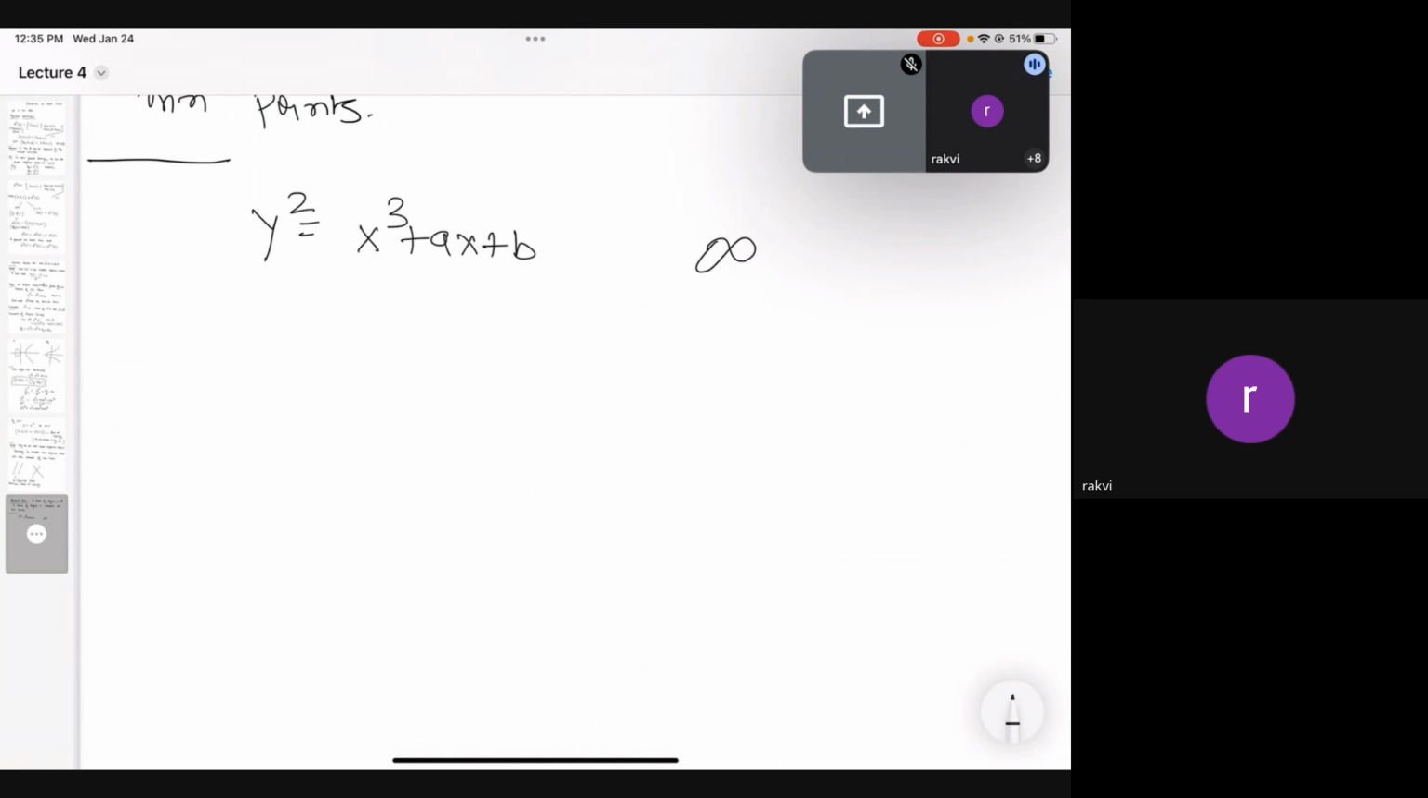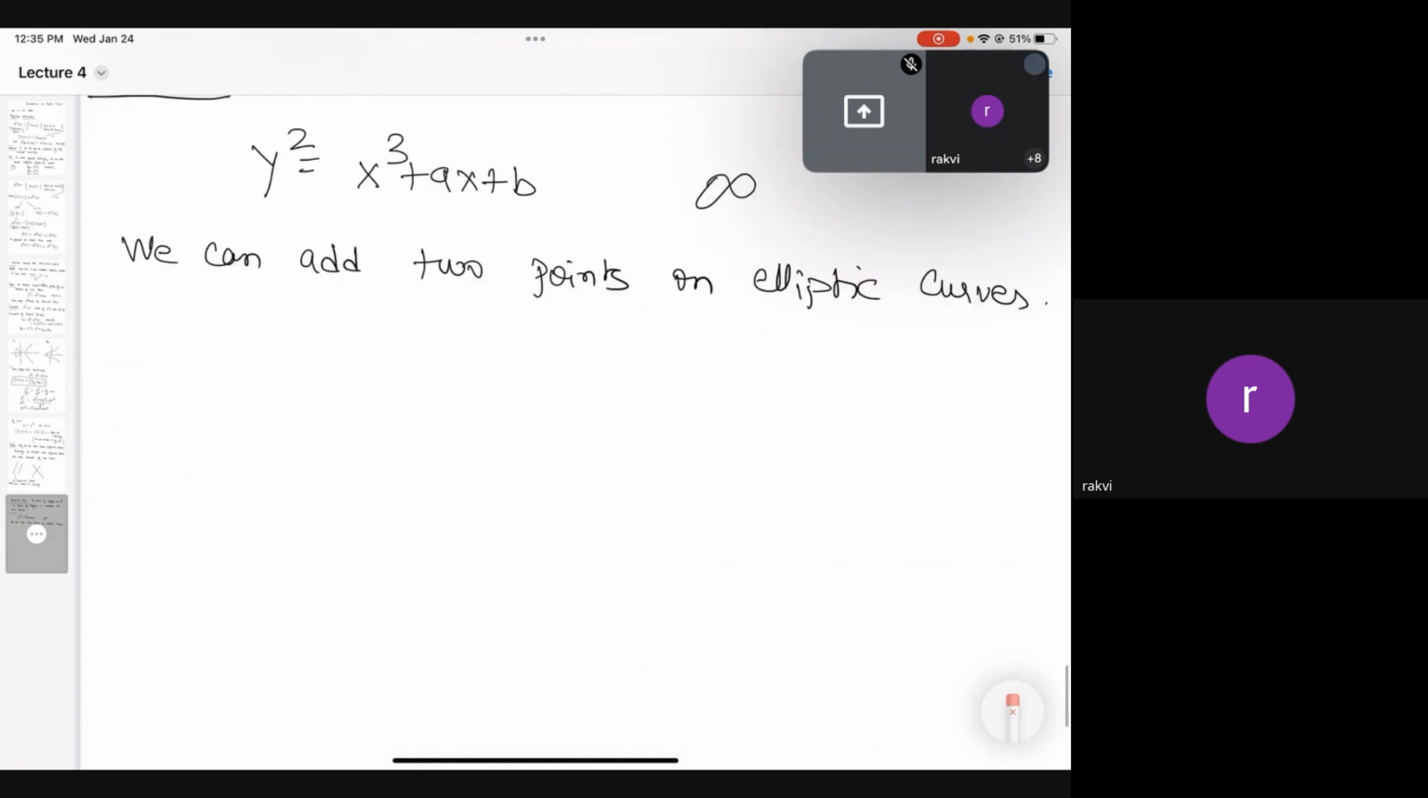Now, what is really remarkable about elliptic curves, and why they are so interesting and fascinating, is that we can add two points on elliptic curves, which to this date I still find very fascinating. Because if you just give me an abstract or random curve and ask me to add two points on it, I don't even know how to do that or how to make sense of it. But these curves have some fascinating geometry going on.